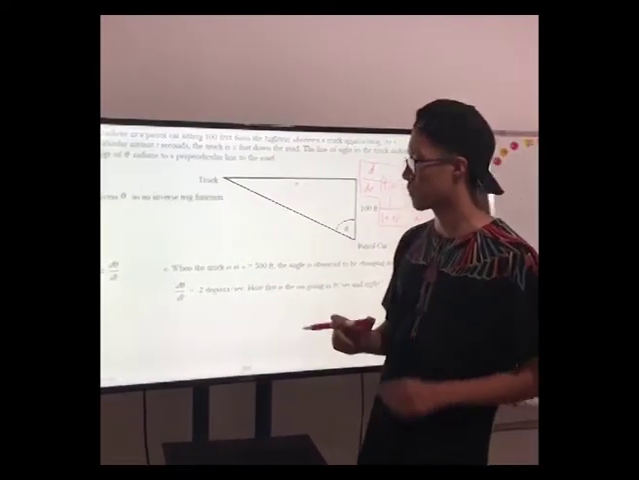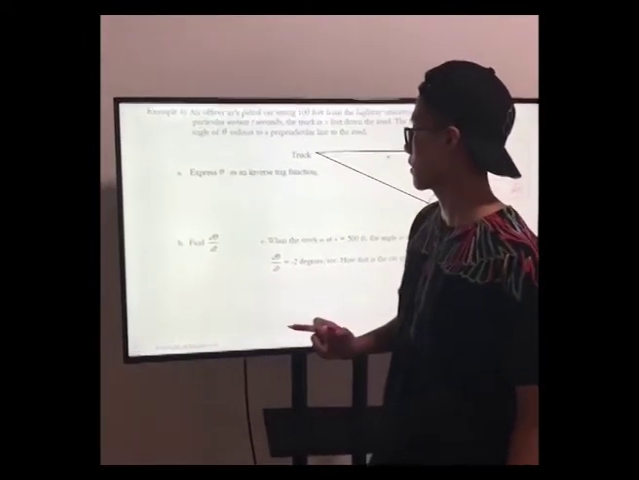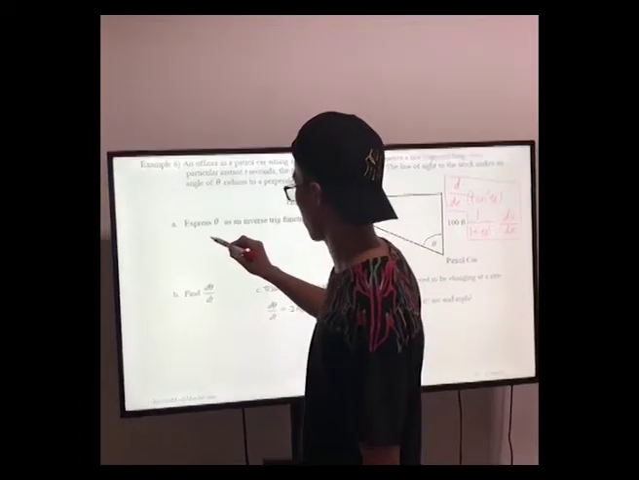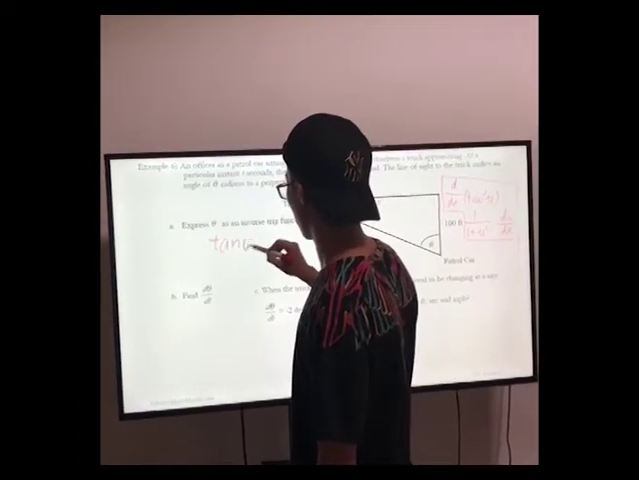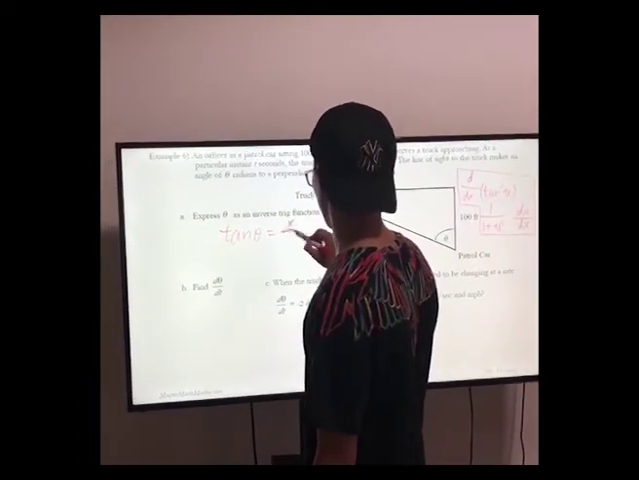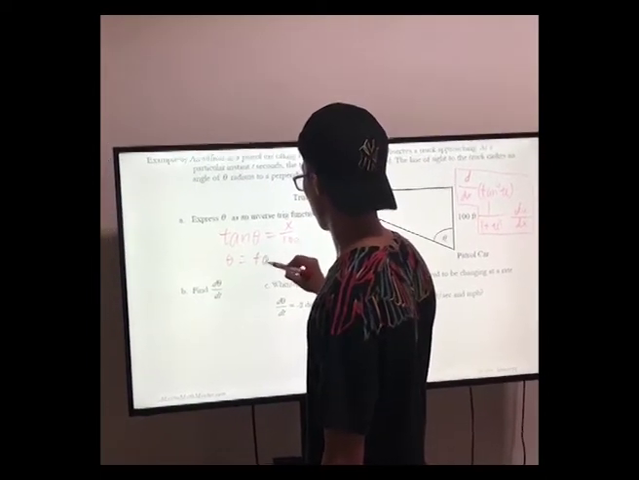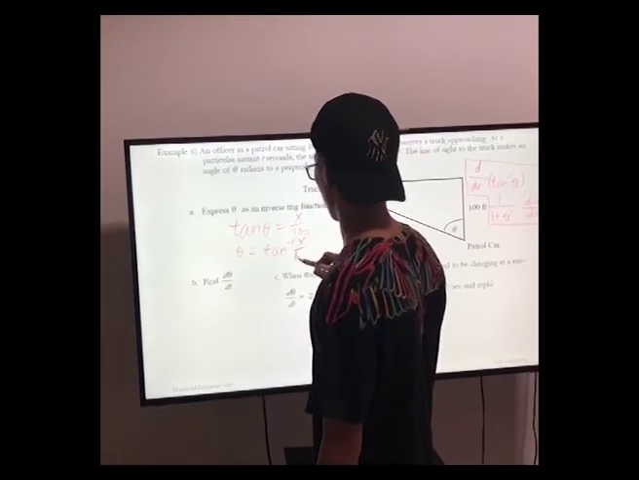The first question is to express theta as an inverse trig function, which is, as we all know, tangent theta equals x over 100. So theta equals arctangent of x over 100.